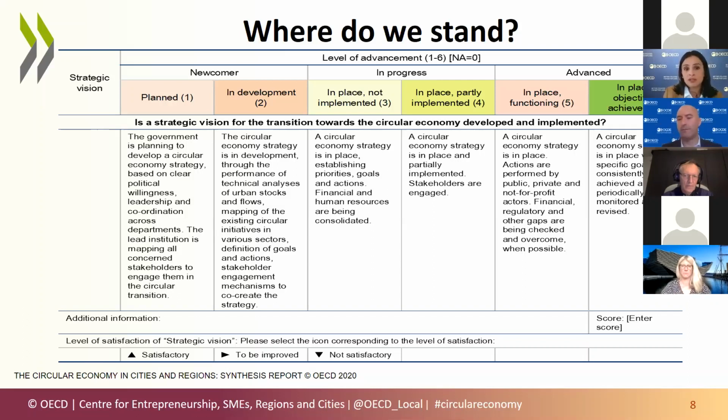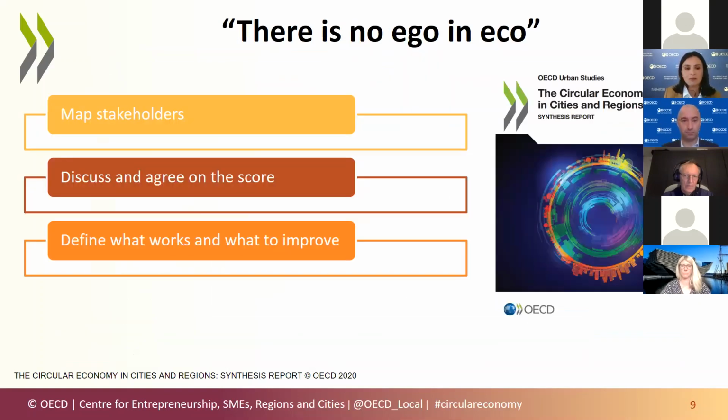But how to do this measurement and this self-assessment? We can go to the next slide, which is also the last one. I found this phrase nice to express what is behind the self-assessment methodology, which is there is no ego in ego, meaning that it's not only for the national, the local or the regional government to assess where they stand and what is needed to move from a linear to a circular economy, but it's very much a shared responsibility.